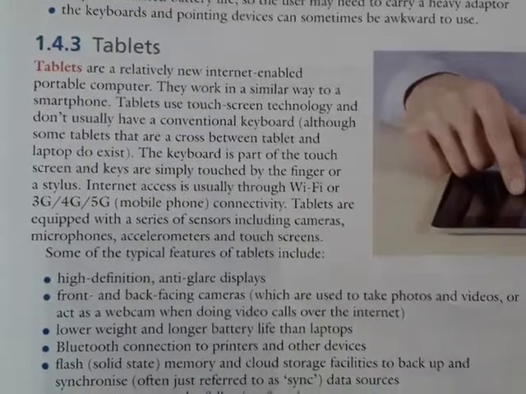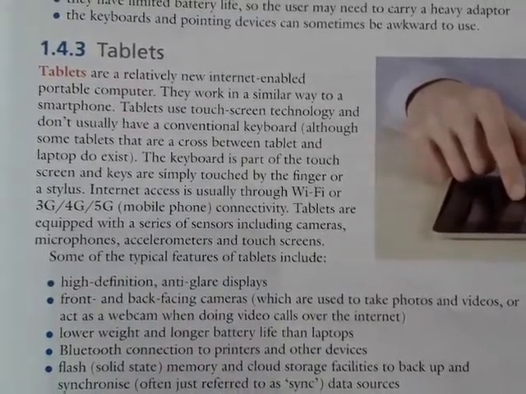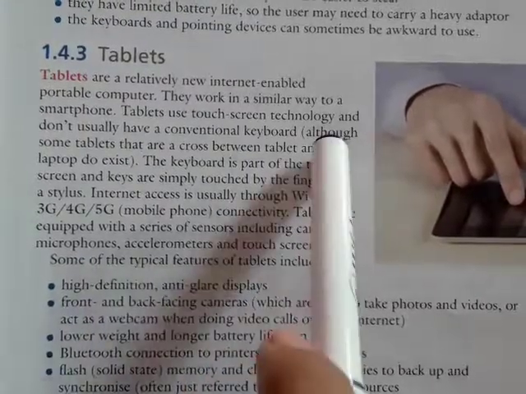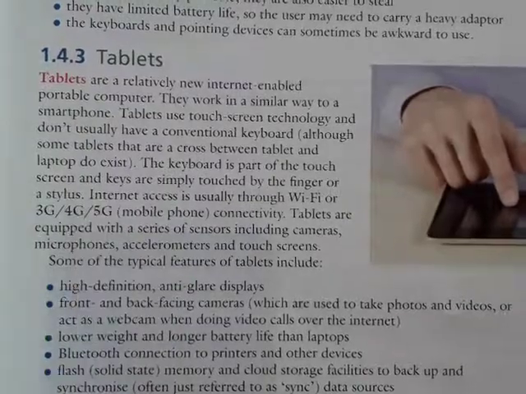Internet access is usually through Wi-Fi or 3G, 4G, 5G mobile networks. So you can access different bandwidths. Bandwidth means different network towers like Wi-Fi. You can access Wi-Fi, 3G, 4G, 5G via the tablet.